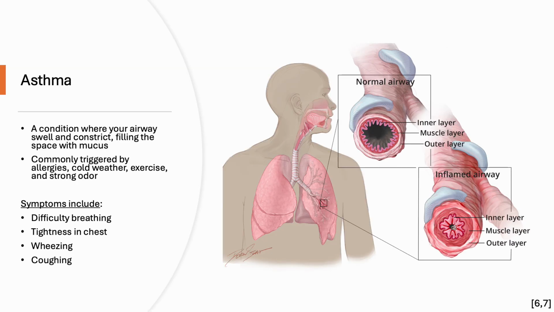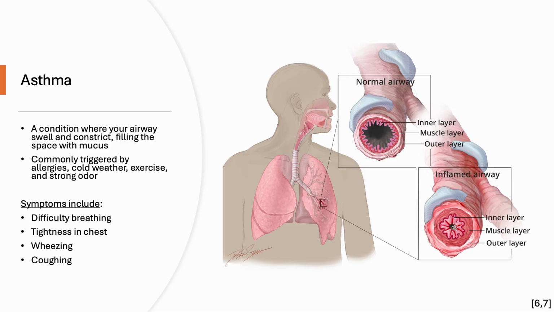So, starting with the first common disease, asthma, it is a condition where your airway swells and constricts, filling the space with mucus. It is commonly triggered by factors such as allergies, cold weather, exercise, and strong odors. Symptoms can include difficulty breathing, tightness in chest, wheezing, and coughing.